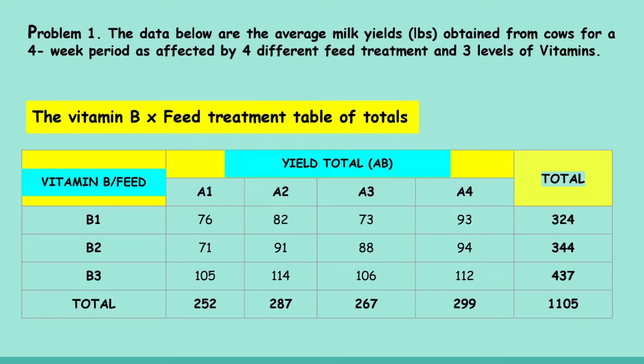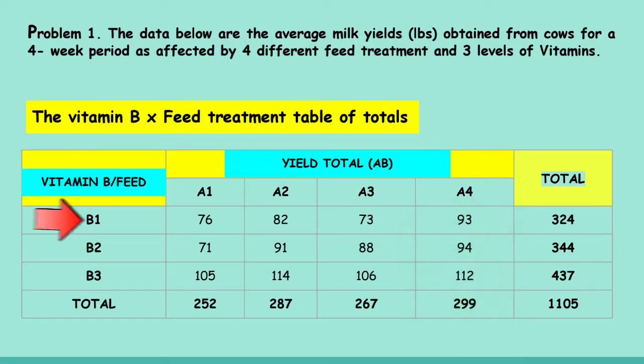And for problem 1, L total for AB. For the column of F1, we have 76, 71, 5, total of 252. For F2, we have 82, 91, 114, total of 287. For F3, we have 73, 88, 106, total of 267. For F4, we have 93, 94, 112, total of 299.